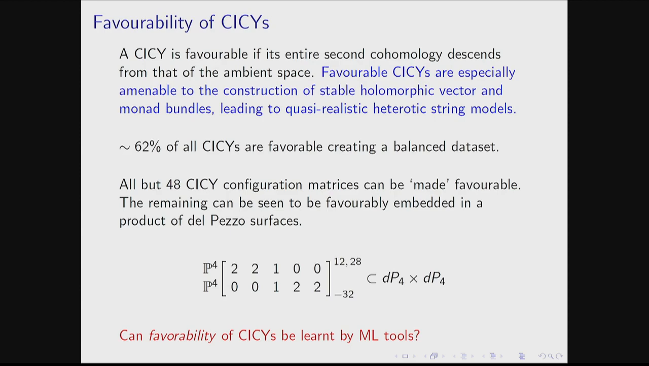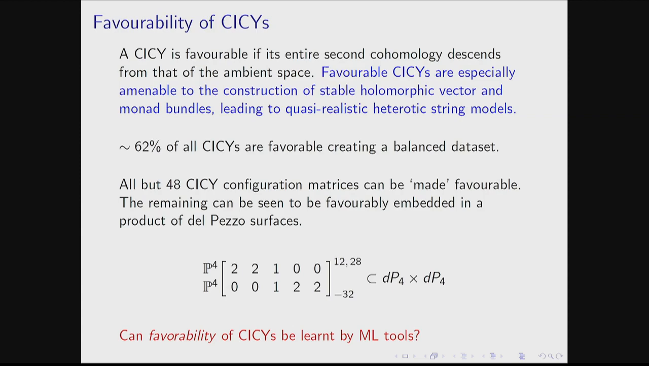I think early this year or probably last year, Lara Anderson and James Gray were able to show that all these CICYs can actually be brought into a favorable configuration, sort of like the same manifold, but represented not by this small matrix but a larger matrix, where you have made it favorable. They could show that this can be done for all but 48 CICY configuration matrices. The rest can be thought of as being favorably embedded in a product of del Pezzo surfaces, which is a nice result.